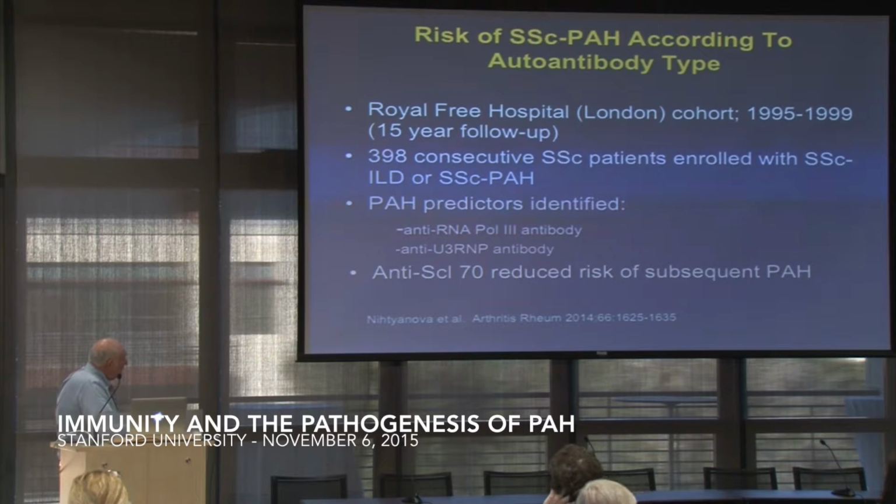There was an attempt to identify risk factors from the Royal Free Hospital. This did not include all comers, but instead included consecutive patients who had either ILD or PAH. And interestingly, they identified RNA polymerase III antibody as a predictor. We did not. They did identify U3-RNP, and as in our population, which was 3% anti-SCL70, theirs also showed that anti-SCL70 reduced the risk of subsequent PAH.